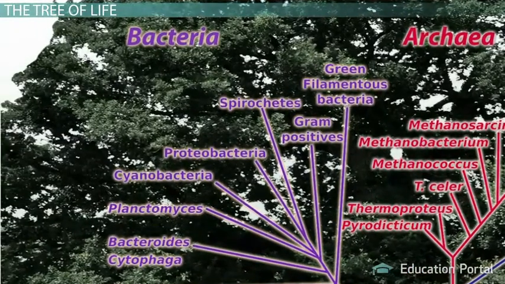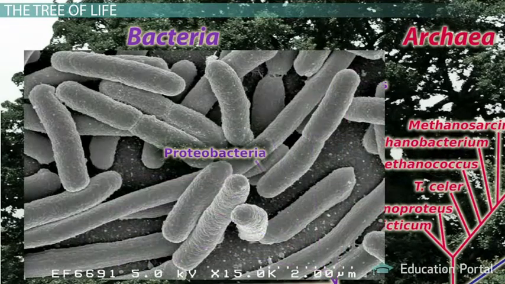Look at the left major branch labeled bacteria. I'm sure you're familiar with bacteria and have at least heard of a couple of these purple branches. For example, the iconic E. coli is part of the branch labeled proteobacteria.